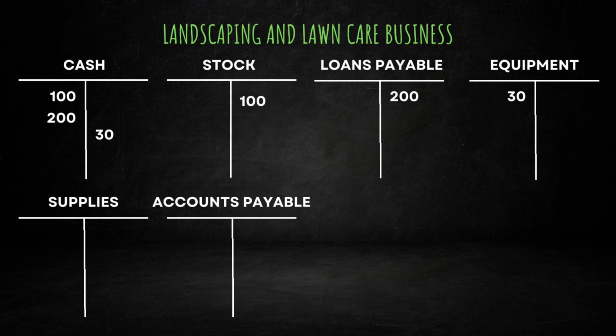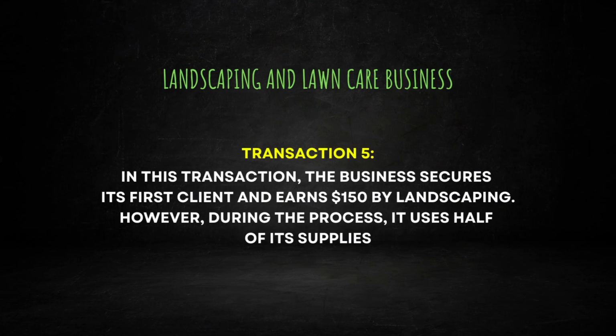The cash account will reflect a credit of $50 on the right side, representing the decrease in cash. The supplies account will show a debit of $50 on the left side, indicating the increase in supplies. The accounts payable account will display a credit of $50 on the right side, representing the amount owed to the supplier.